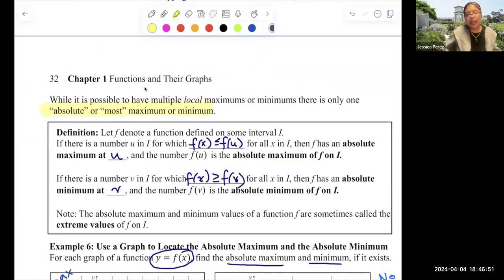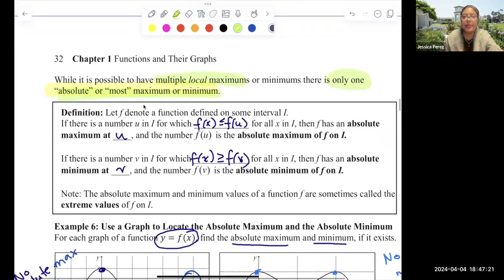As I was mentioning, there's also called the absolute. So let's read that. While it's possible to have multiple local maxes or mins, there is only one absolute. And that's what I was referring to with Walter. The absolute maximum or the absolute minimum is only one. There's only one of them. It's going to be the lowest one or the highest one. That's it. There's no more than one absolute.